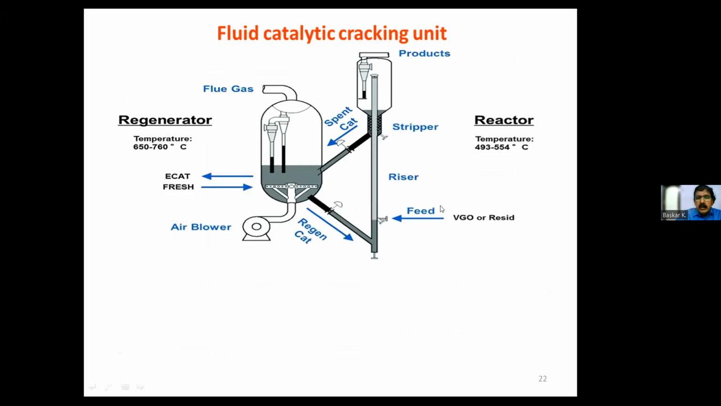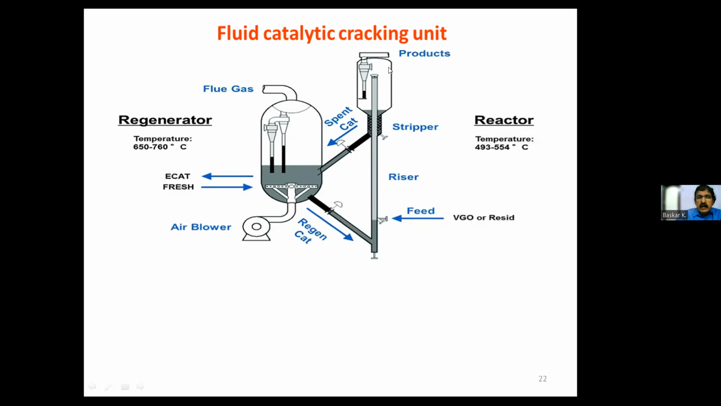Here, what happens? You can see the graph. Feed is taken inside. You can see the VGO or residue feed. And from the bottom, catalyst also is fed. Catalyst in a fluidized form, that is in a powder form. Catalyst is normally in solid form, but here it will be in a powder or fluid form. It is pumped along with the feed to the riser, where it goes to a reactor.